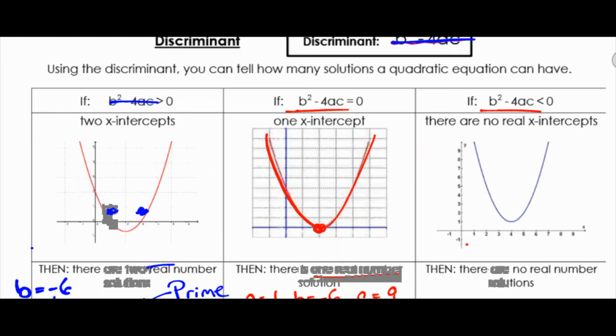On that last example, when that discriminant is less than 0, it's a negative number, I have no real x-intercepts, which actually implies that I'm going to have imaginary x-intercepts. We're not going to really deal with those right now, but later you will see that you can actually find these imaginary solutions.